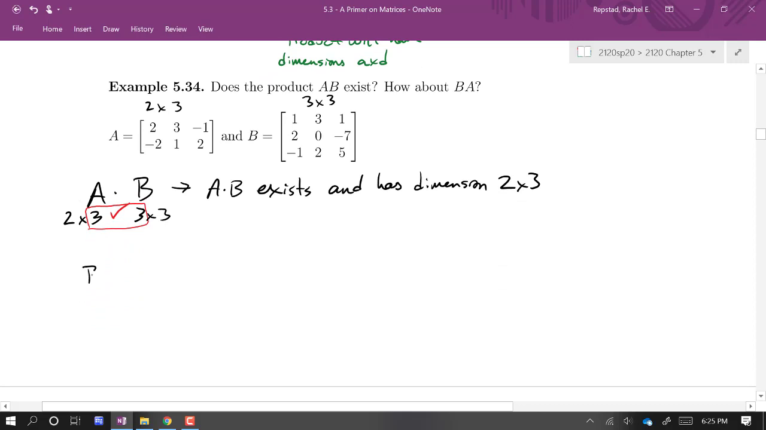If we think about multiplying in the other direction, note that B is 3 by 3 still. Of course, A is 2 by 3. But now if I try to multiply them in this direction, they're no longer compatible. So this product does not exist.